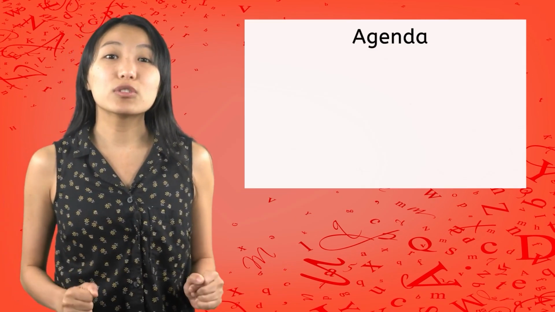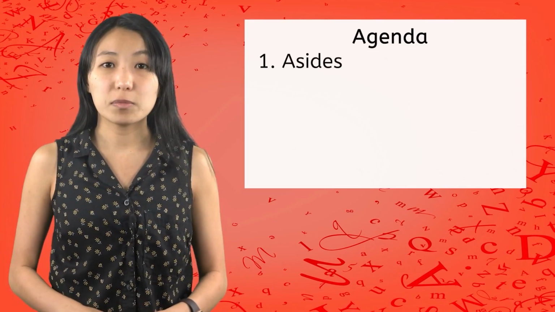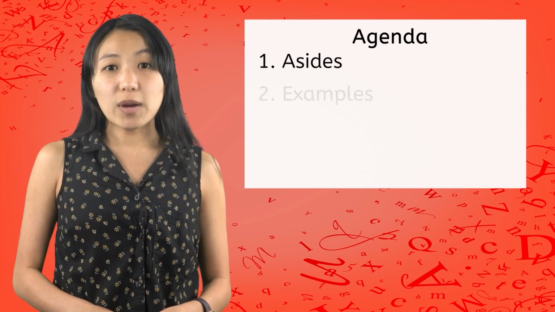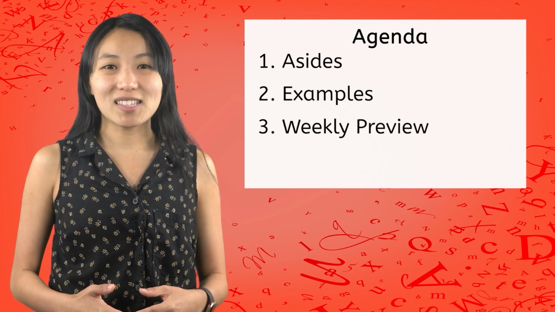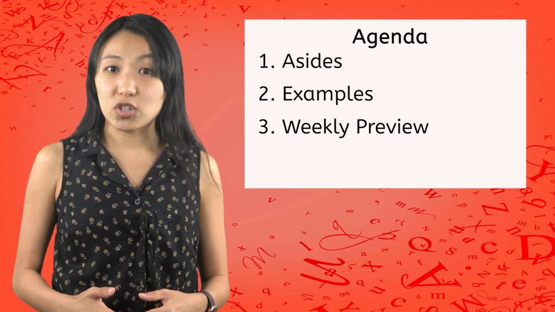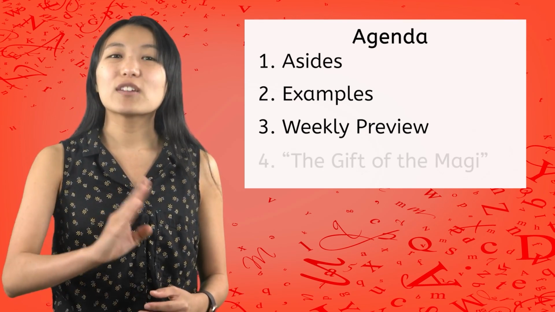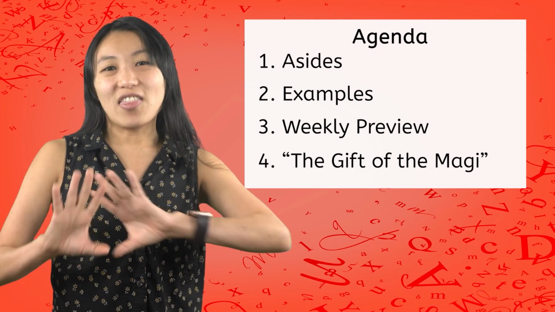In this video, you'll learn about asides and how they contribute to an author's tone. You'll practice with a few examples, and then you'll get a weekly preview of your assignments. We'll end with some reflection questions to ask while you read your final short story for this unit, The Gift of the Magi.